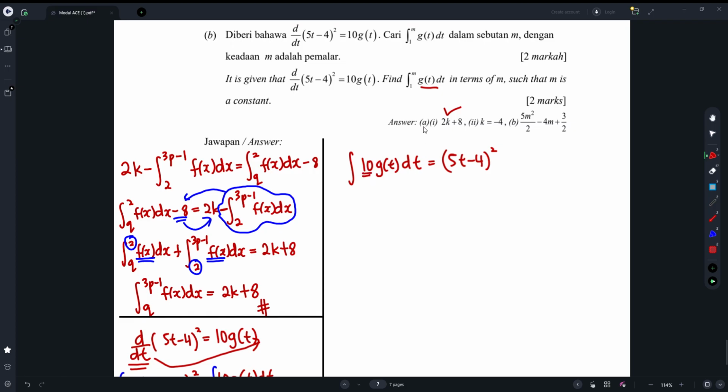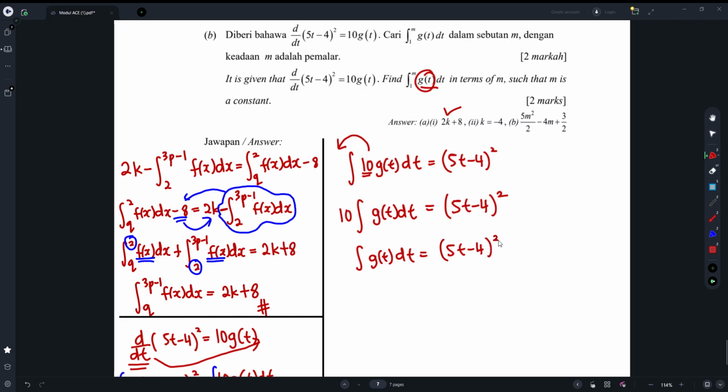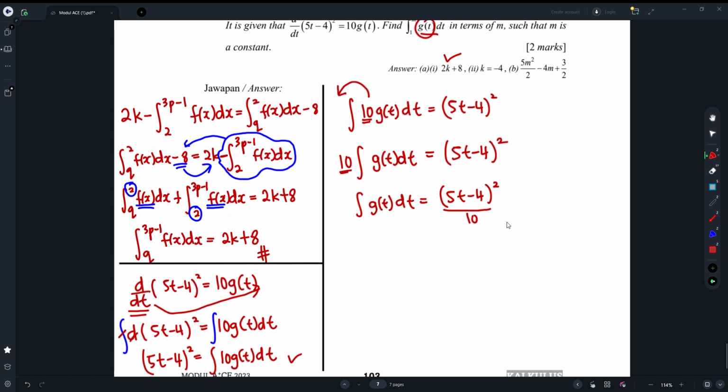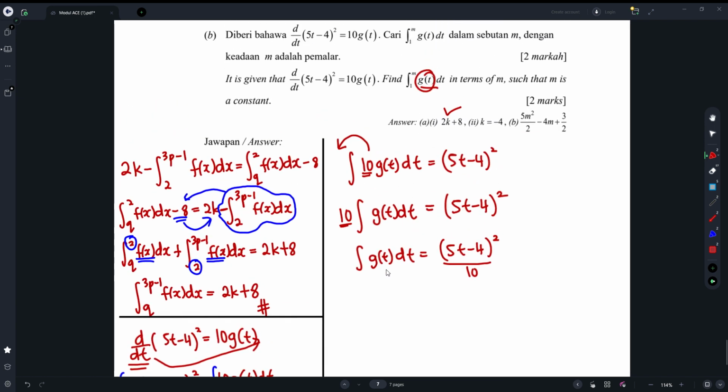So this 10 is unnecessary, because in our statement we only have g(t), we don't have the 10. The 10 is actually a constant, so we can take it out. Once you take it out, it becomes 10 times the integral of g(t) dt equivalent to (5t minus 4) squared. So the integral of g(t) dt is equivalent to (5t minus 4) squared, and this 10 will go down as a divider, as a denominator. Now we have what we want. We have g(t) dt with the integral sign. The only problem here is we don't have the limits.